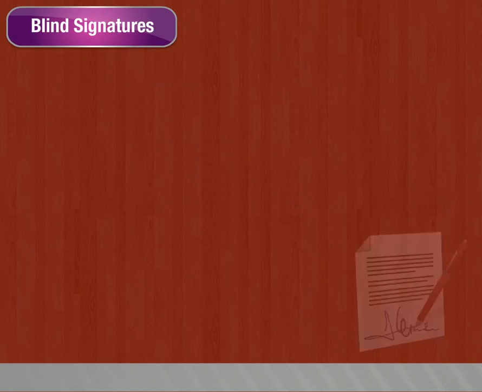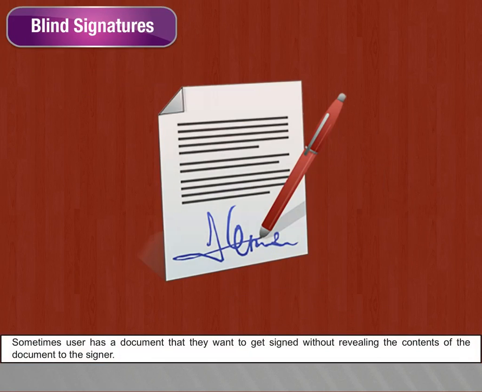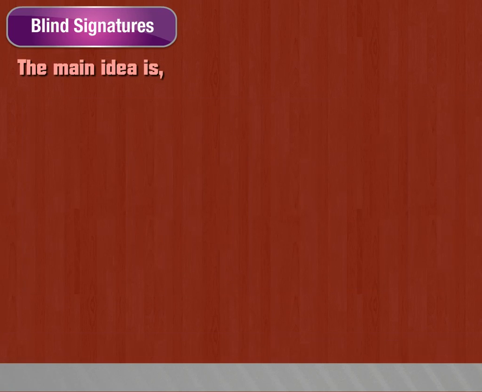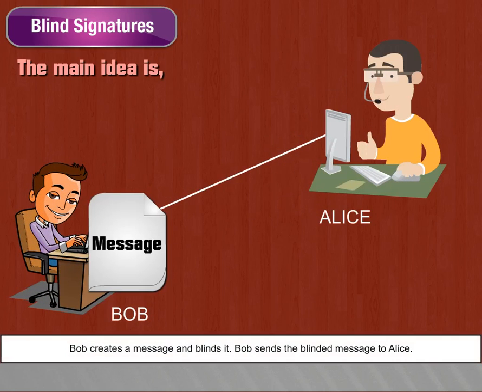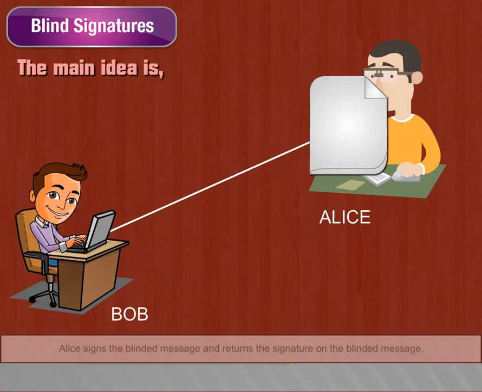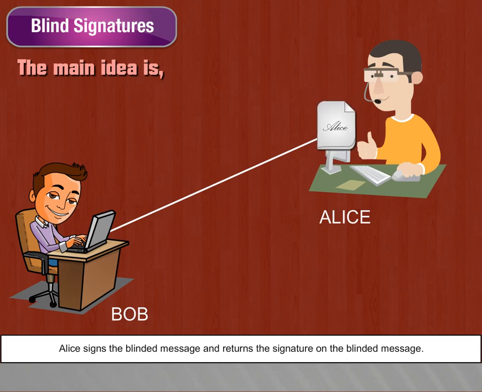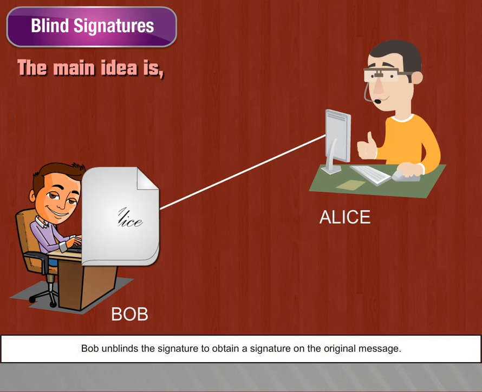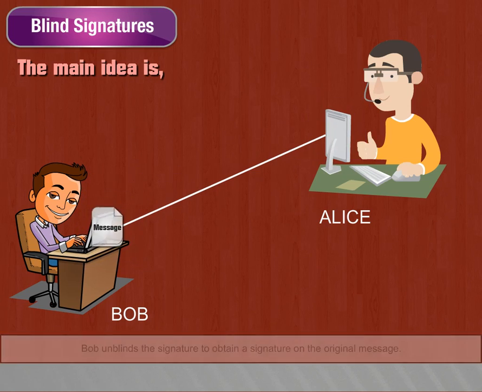Blind signatures. Sometimes a user has a document that they want to get signed without revealing the contents of the document to the signer. David Chaum has developed some patented blind digital signature schemes for this purpose. The main idea is Bob creates a message and blinds it. Bob sends the blinded message to Alice. Alice signs the blinded message and returns a signature on the blinded message. Bob unblinds the signature to obtain a signature on the original message.